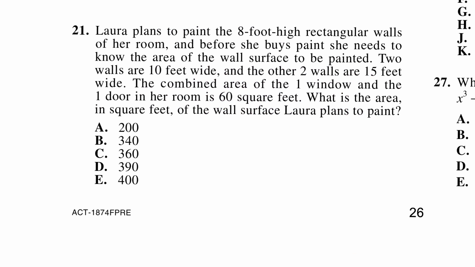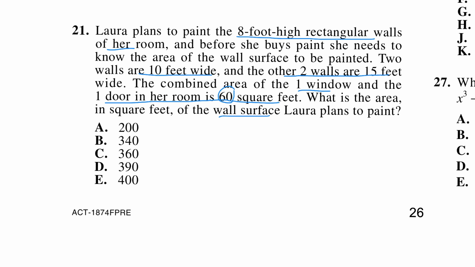Laura plans to paint the 8-foot high rectangular walls of her room. Before she buys paint, she needs to know the area of the wall surface to be painted. 2 walls are 10 feet wide, and the other 2 walls are 15 feet wide. The combined area of the one window and one door in her room is 60 square feet. So we need to subtract 60 square feet because we're not going to paint the window or the door. So what is the area in square feet of the wall surface? We're only looking for the wall surface, so we need the area of those.